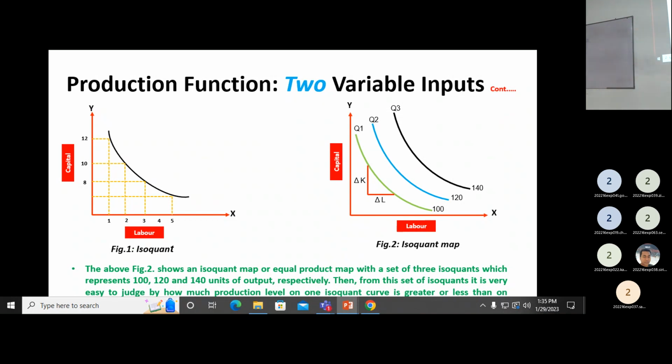It's downward sloping, and it is convex to origin. Look at that. There's a huge bend here, meaning that it's convex to origin. Origin means this point. Convexity means this bend. It's convex to origin.